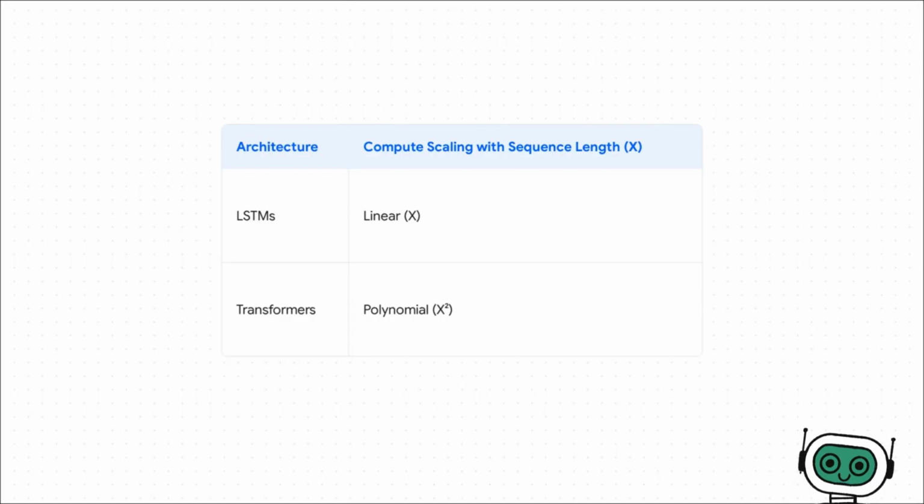Now, all this power isn't free. There's a pretty major trade-off. While the old LSTMs scaled linearly, meaning if you double the sentence length, you double the work, transformers scale quadratically. That means doubling the input length doesn't just double the compute, it quadruples it. And why is that? Because every single word has to calculate its relationship with every other single word, which creates this enormous matrix of scores.